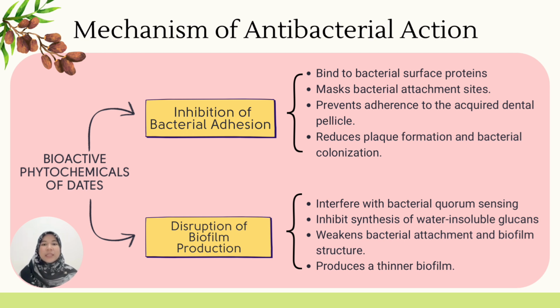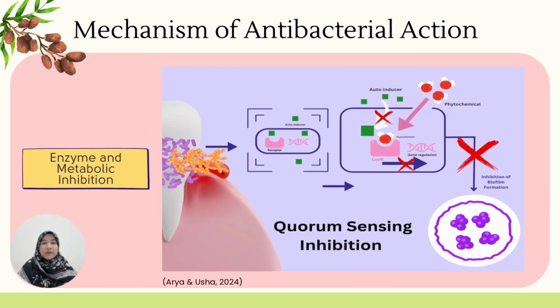In addition, DID extract can also inhibit the production of water-insoluble glucans. Without glucans, bacteria cannot firmly attach to tooth structure or build a strong plaque matrix. As a result, the biofilm becomes thinner, weaker, and less organized. Because the plaque structure is disrupted, it cannot mature into a harmful biofilm that causes dental caries and also periodontal disease. So, this is one of the mechanisms of how phytochemicals inhibit quorum sensing in biofilm production.